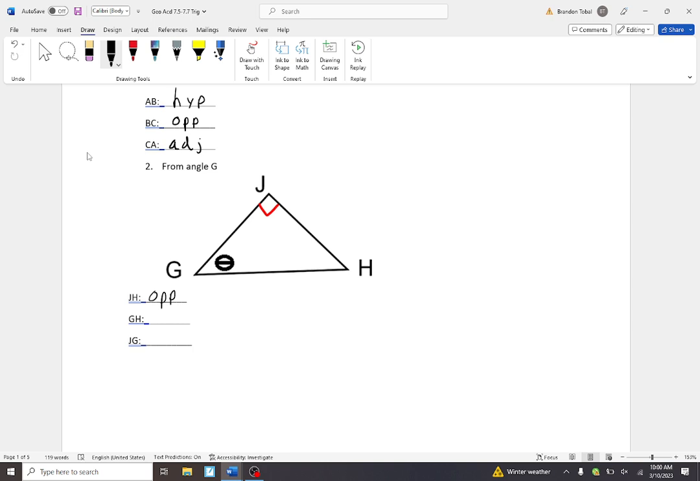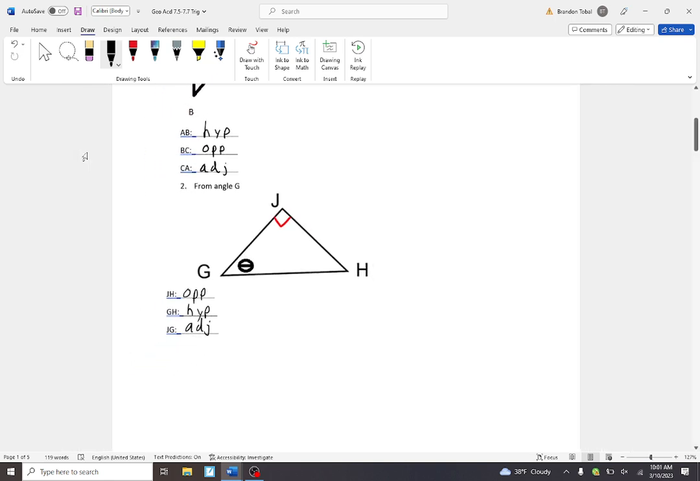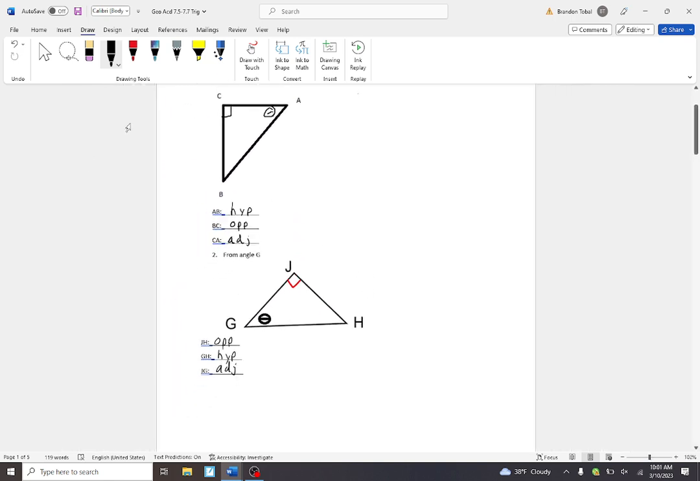Now, GH, which is across from the right angle, should clearly be our hypotenuse. Excellent. And then what's left over, or you could think of it as next to the theta, JG, is going to be our adjacent. Okay? So if you cannot label these things, it is impossible to pass the test.